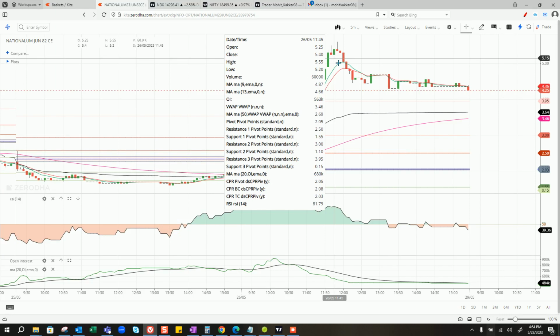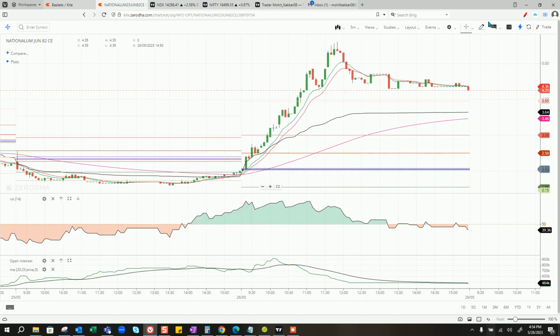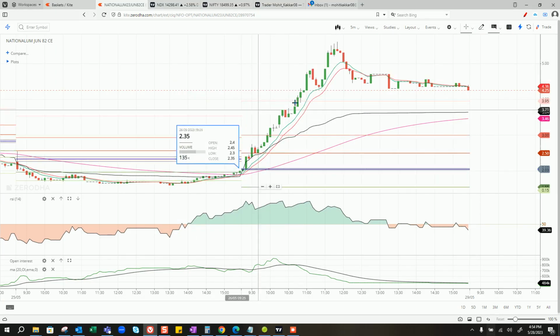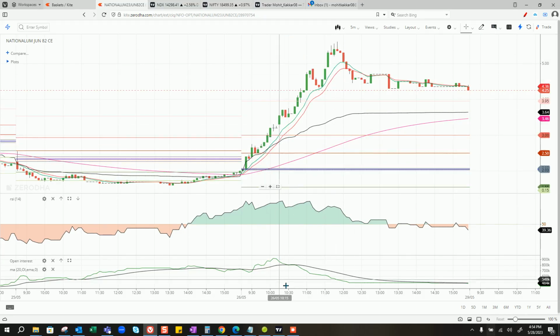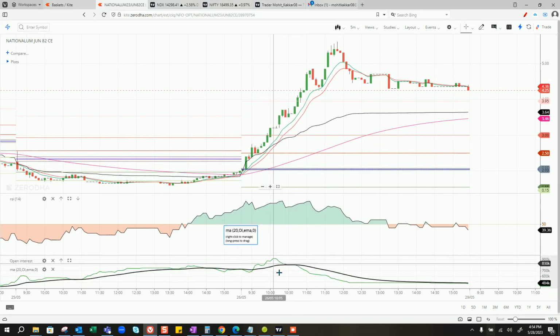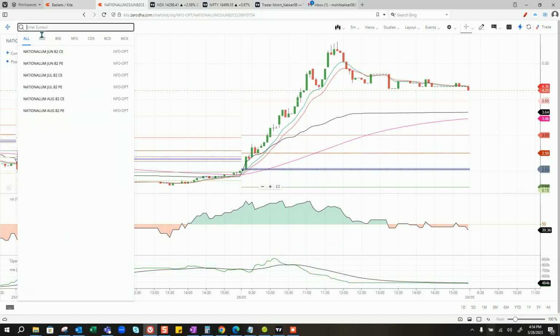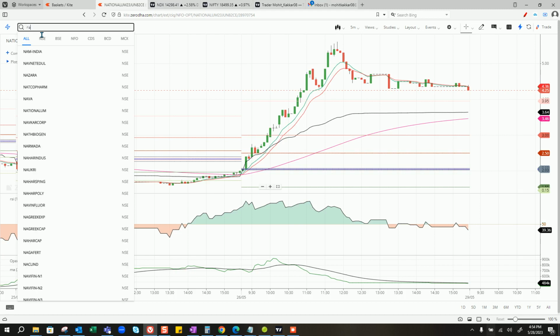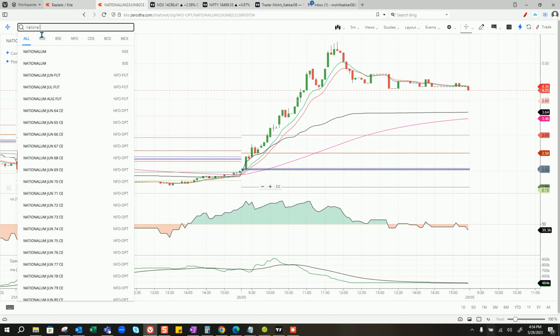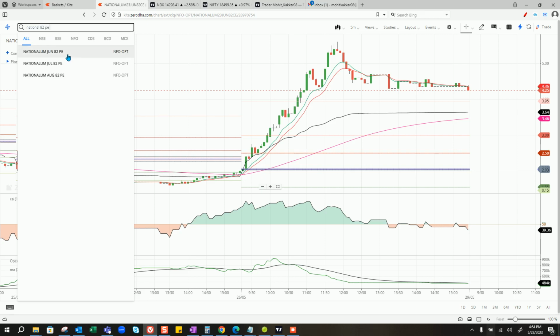Okay, so since I'm not an option buyer, I'm not an option buyer. For me, this period is interesting, where the OI is reducing. From here it is reducing, and then the price went below the moving average. So since I'm an option seller, I'll go and sell 82 put National Aluminium, because that is relatively less risky, and we are doing intraday, not carrying over anything overnight.